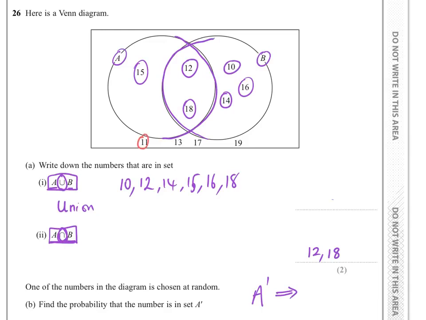A prime means everything outside of A. So I'm just going to circle those numbers here. So they are not in A. So it says the probability that the number is not in A, i.e. A prime, well, that would be 1, 2, 3, 4, 5, 6, 7 of those numbers that are outside, out of how many numbers there are altogether, which is 10. So I would say 7 out of 10 probability, or 70%, or 0.7 will be the probability that the number is in set A prime.